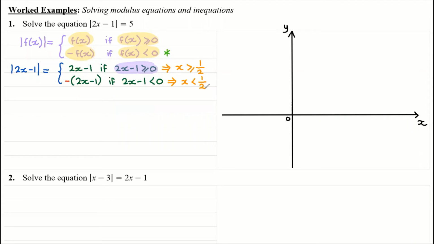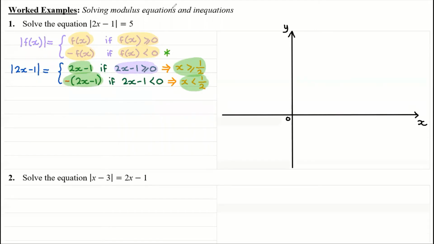So there are two branches to this function. There is what I call the positive branch, which is the 2x subtract 1 here, and the negative branch, which is the same function but multiplied by -1. And you're going to see those two branches in action. They are valid for the positive branch when x is greater than or equal to 1/2, and the negative branch is valid when x is strictly less than 1/2.